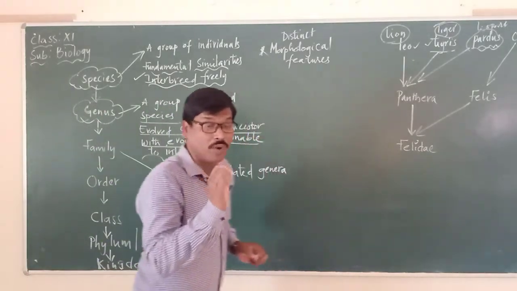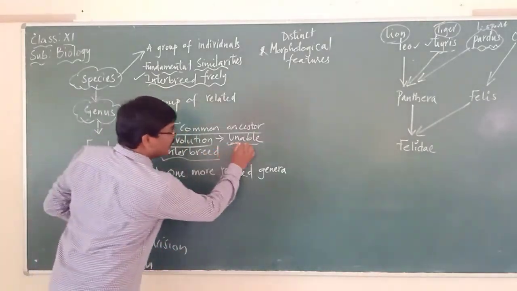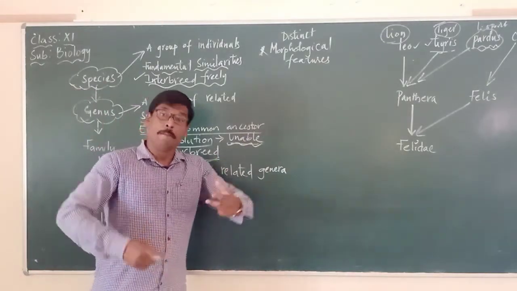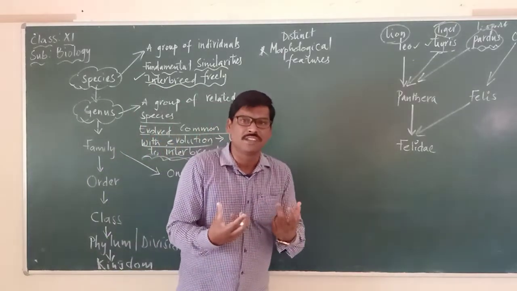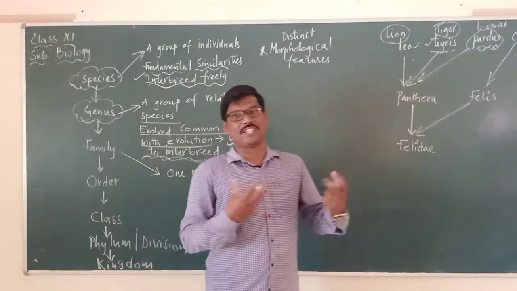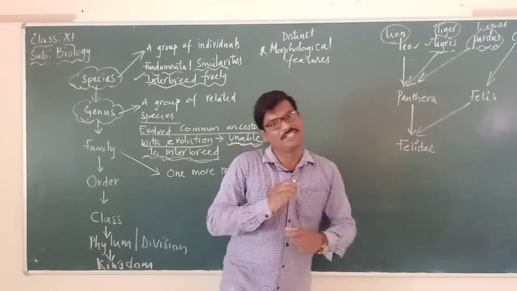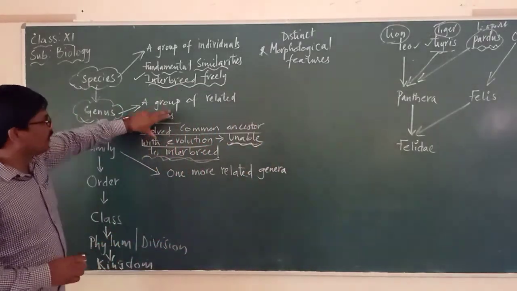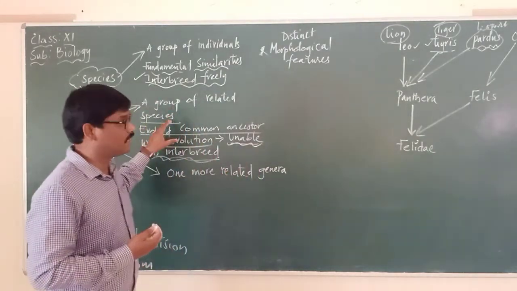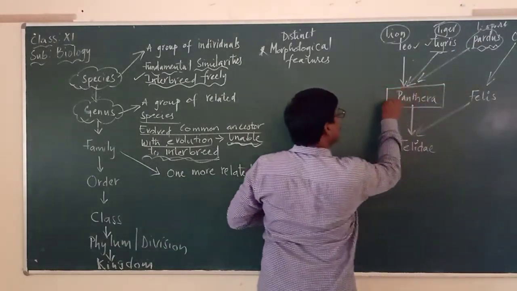The point we have to remember is that they evolved from a common ancestor, but they are unable to interbreed freely. They cannot interbreed freely, but they are related with each other, which means they share some similar characteristics. That's what we are saying, they are related to each other. So a group of species which are related to each other, we are keeping all these three under one genus called what?